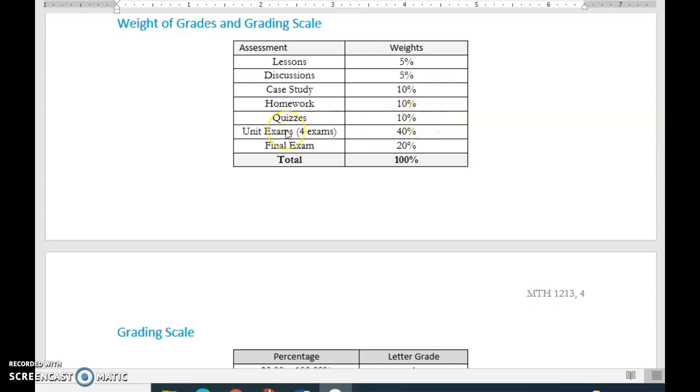All right. The unit exams, there's 4 unit exams. They usually cover about 3 chapters each. So those are going to be worth an overall of 40%. 4 exams at 40%, that makes them 10% each. Okay. And then we have a final exam that's going to count for 20% of your overall grade.